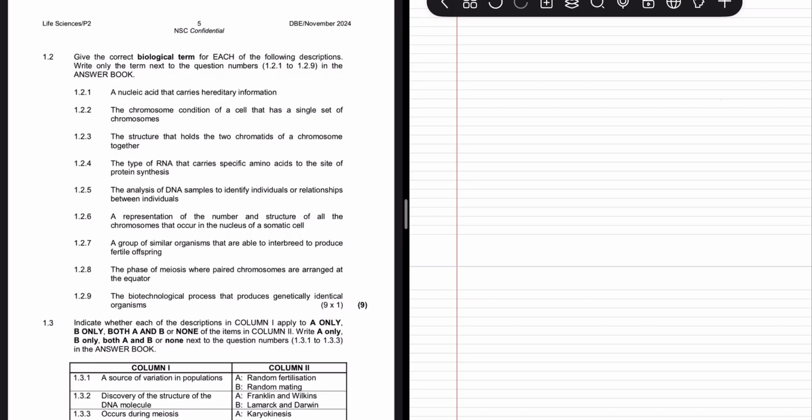Try not to cram. All right, the next one, a representation of the number and structure of all the chromosomes that occur in the nucleus of a somatic cell. So this one is a biological term that we'll kind of have to know. So this one's just a karyotype.